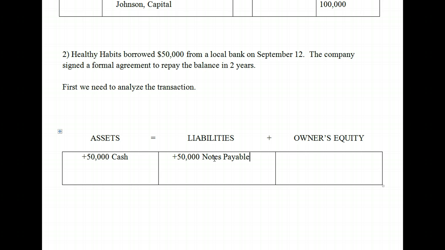Well, let's apply the rules of debits and credits. Assets, cash, going up. Do we debit or credit that account? Well, remember assets are on the left, so we need to debit that account. Let's talk about liabilities. Liabilities here are going up in the form of notes payable. How do we increase liabilities? Well, liabilities is on the right side of the equation, so therefore we need to credit that account.